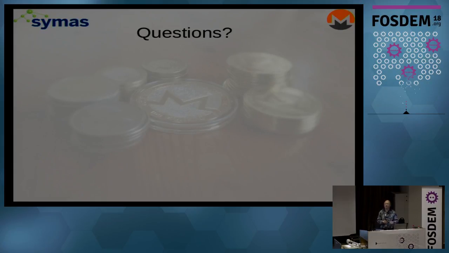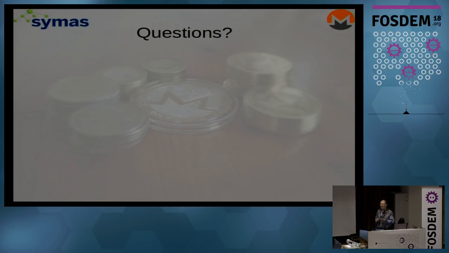Hi. What difference is in the privacy of Monero respect to Zcash and the classic method, the zero-knowledge proof technology? I didn't get that question either, I'm sorry. What's the main difference between Monero and Zcash about the privacy protection? Okay.